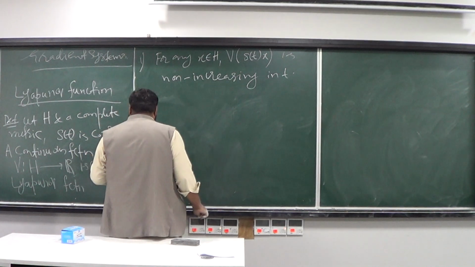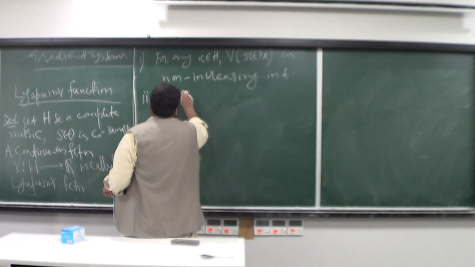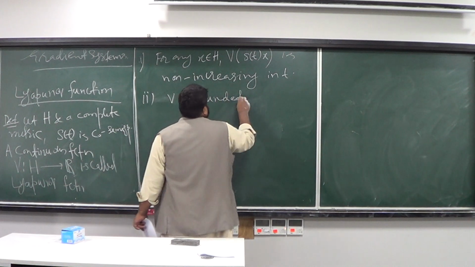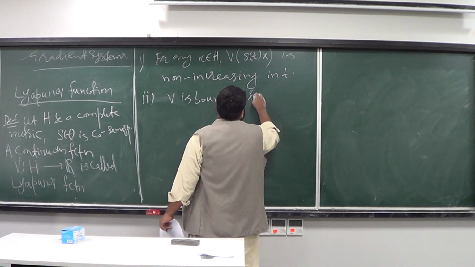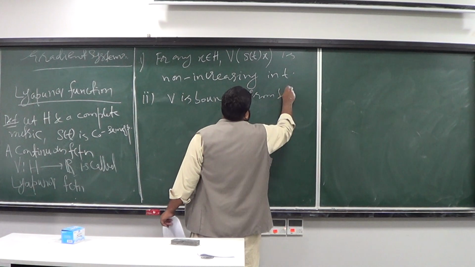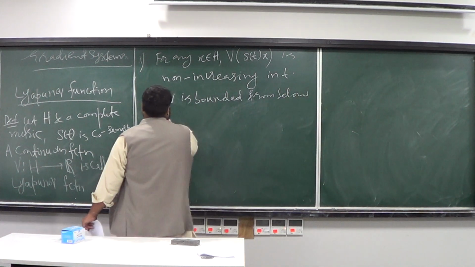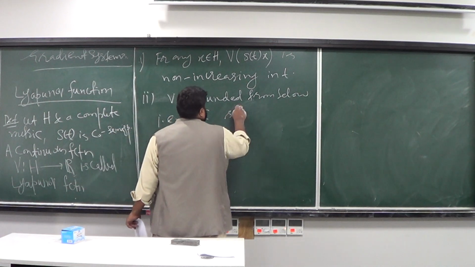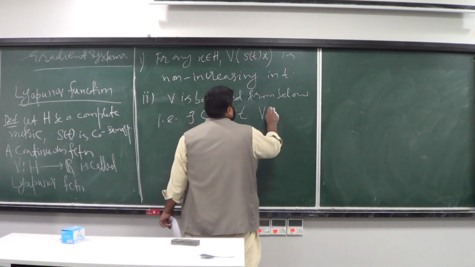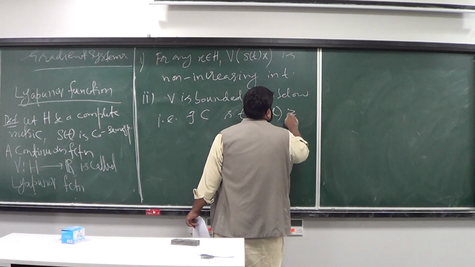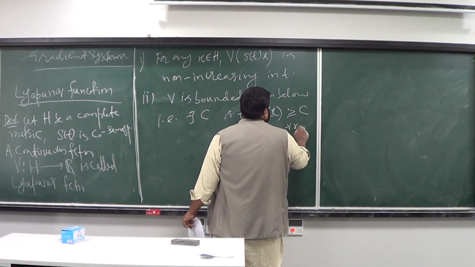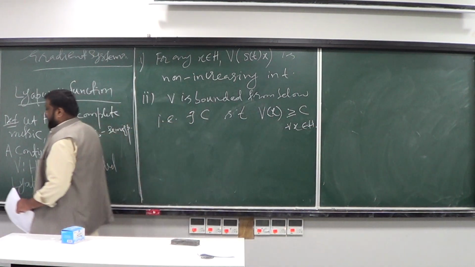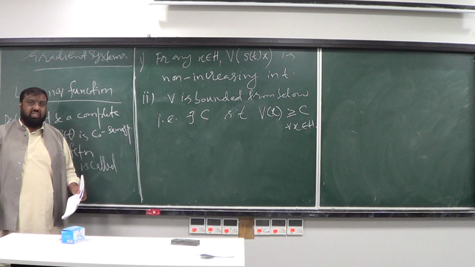The second thing, that v is bounded from below actually. Bounded from below. That is, you can find a constant c such that v of x is bigger than or equal to c for all x in H actually, okay? So, you're going to call such functions Lyapunov functions.